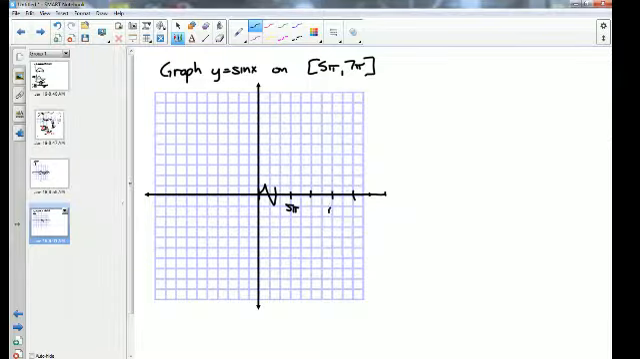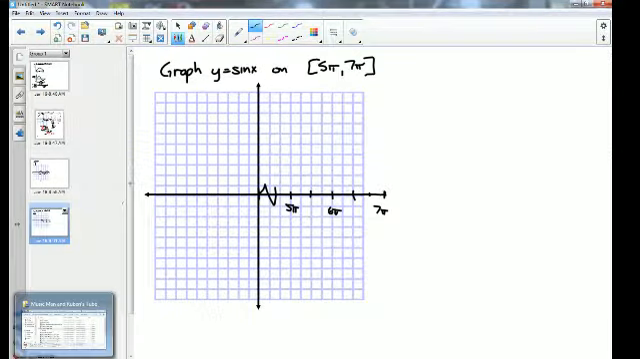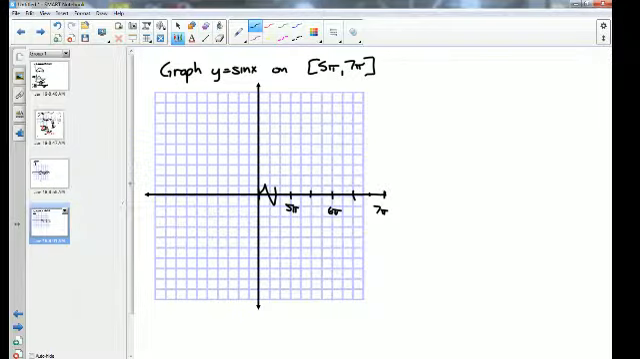Okay, 6 pi is going to be here, 7 pi out here. What's going to be in the middle? Something between 5 and 6, or 6 and 7. Both, actually. This is 10 pi over 2, right? Yes, this is 10 pi over 2. So what's between them? 11 pi over 2. And that one's 13 pi over 2. Got it. That's easy now.